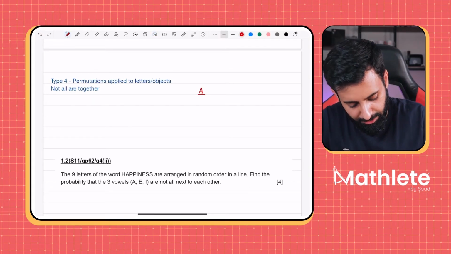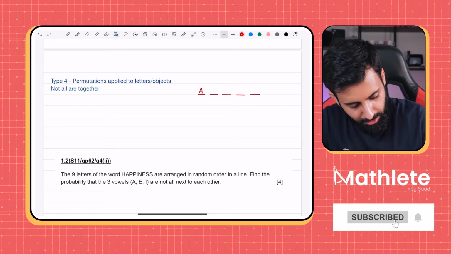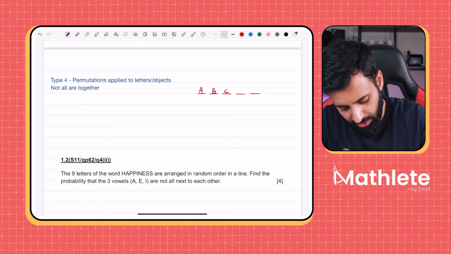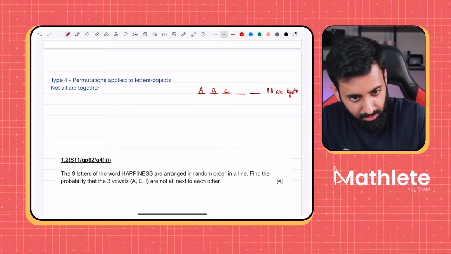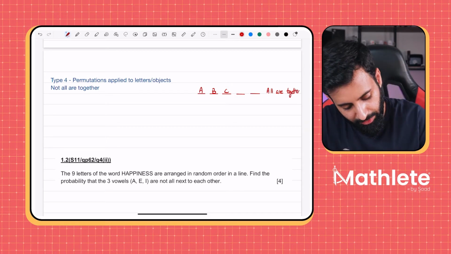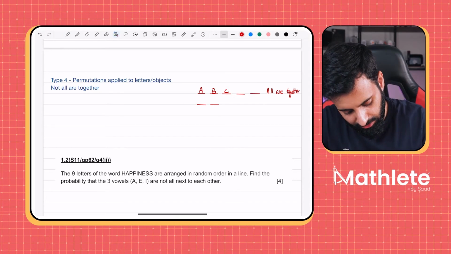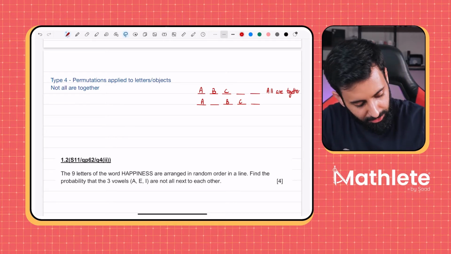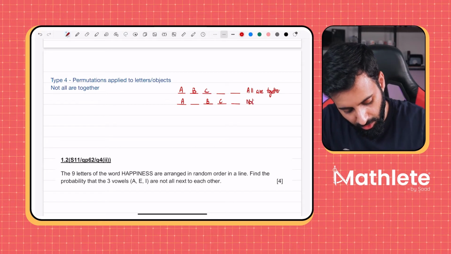And let's say we have 5 blanks, 1, 2, 3, 4, 5. Here we can see that all are together. If, let's say, we do this, 1, 2, 3, 4, 5, and we have A here, and then we have B and C together. At this point, we will not say that no 2 are together. We will say that not all are together.